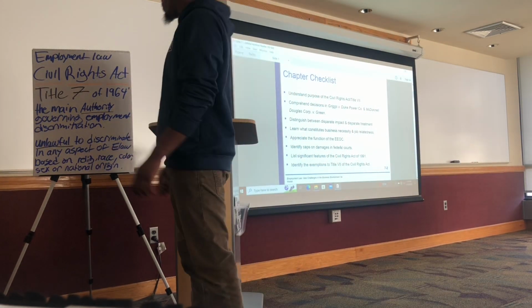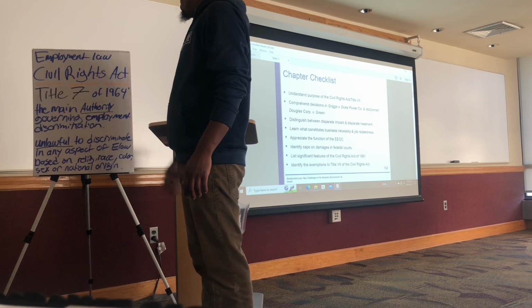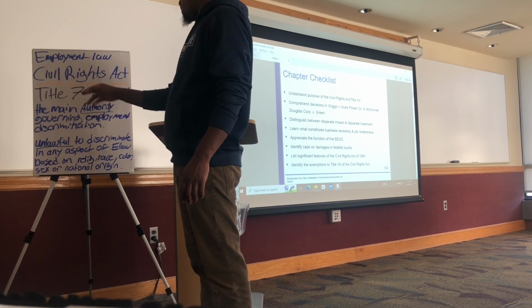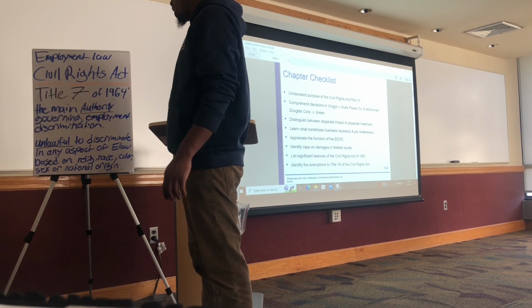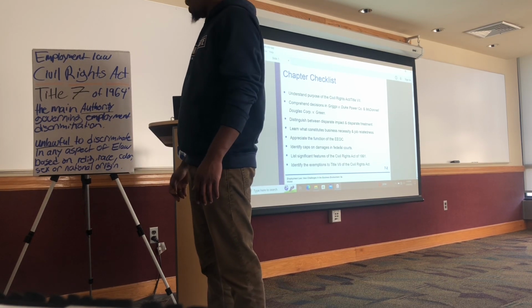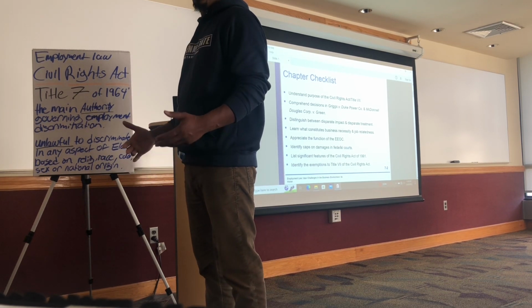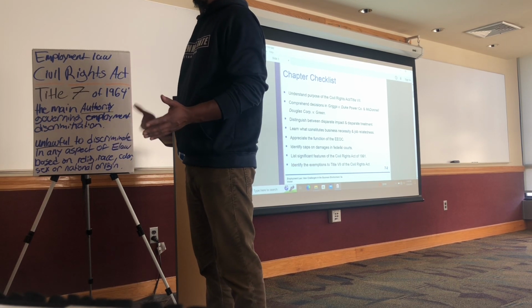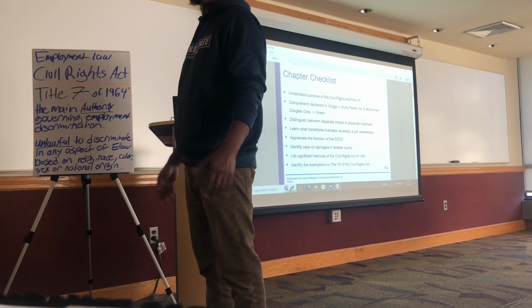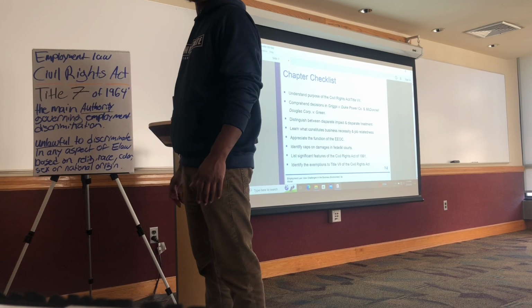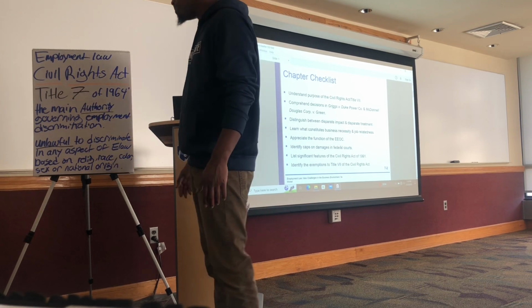Okay, so let's start out. The Civil Rights Act, Title VII of 1964. This act is the main authority governing employment discrimination. Okay, so this is a very big part of human resource law, employment law. It's also going to kind of, in the shadows, govern your day-to-day workplace interactions with other employees and your employers. Okay, so this act has an entire chapter to itself. That tells me it's very important.